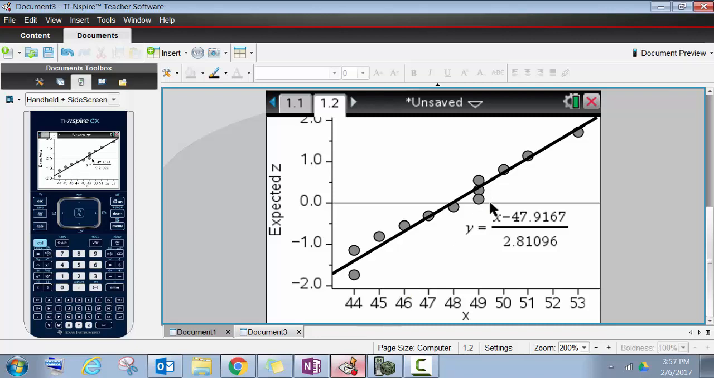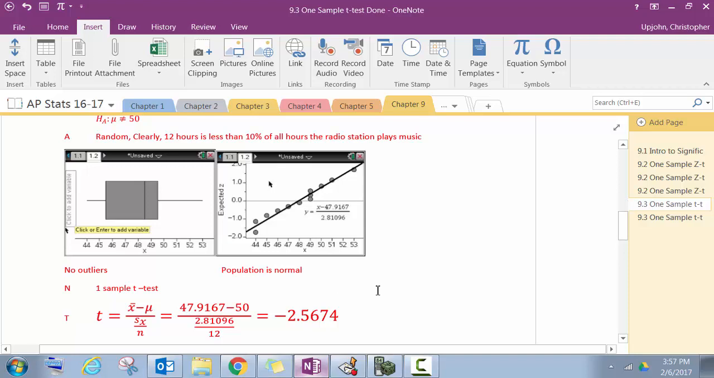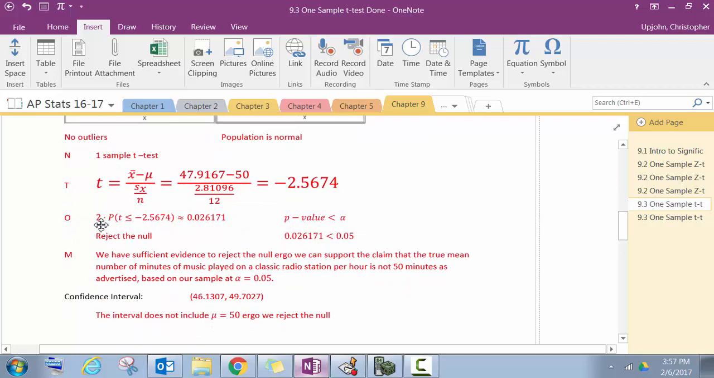Whereas the Inspire gives it to you here. Here's the mean, here's the standard deviation, it gives it right on the normal probability plot. So now we need to do 2 times the probability that t is less than that. We're doing less than because, even though it's two-tailed, this is negative, so we do less than.